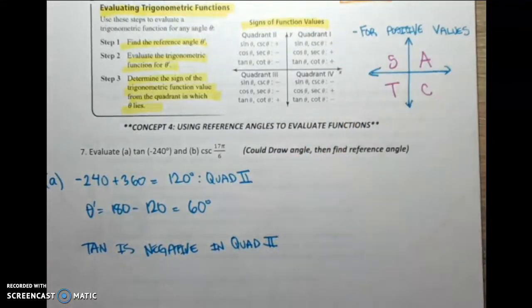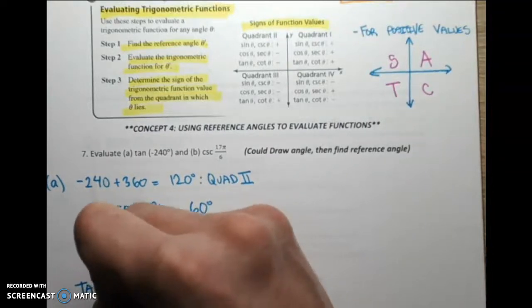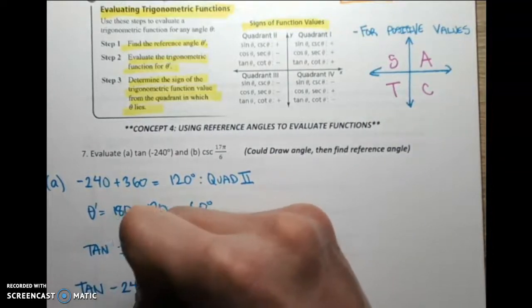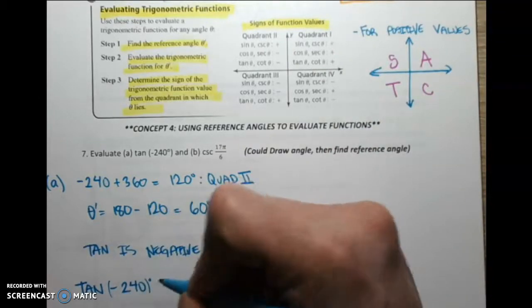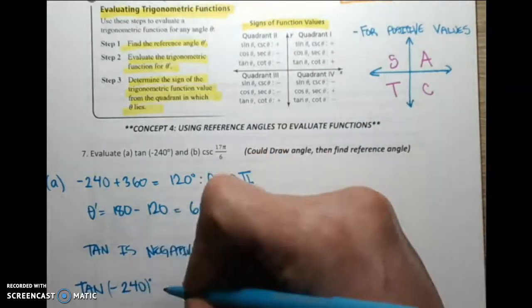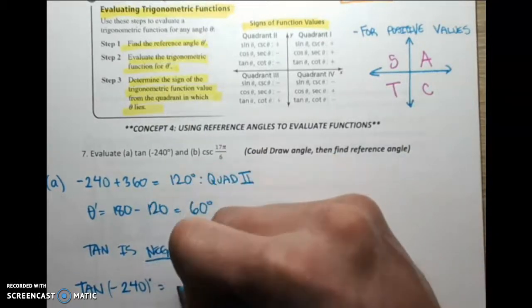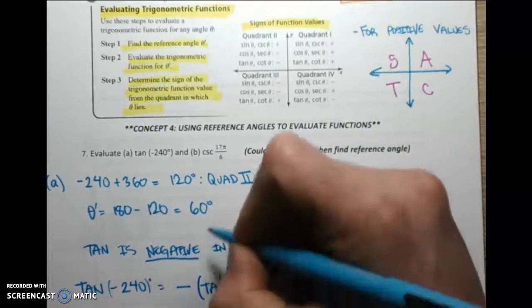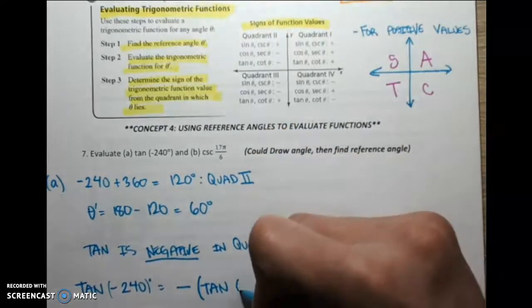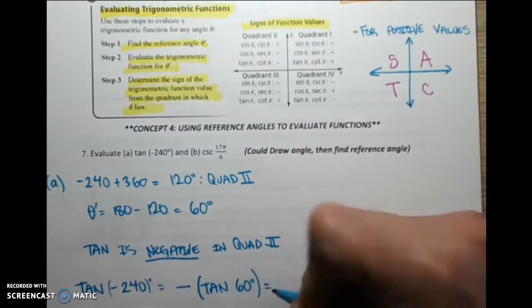Alright, so now I'm going to use all that. So here I have tangent of negative 240 degrees equals. Alright, so since it's negative, it's the opposite of tangent of my reference angle, 60 degrees. And that is equal to what?